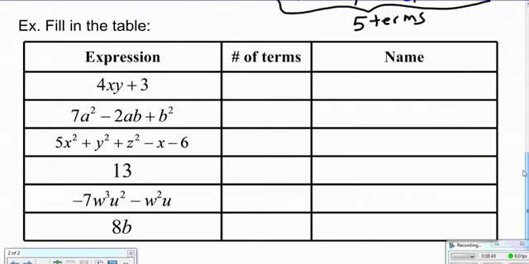So I'm going to ask you to complete this table, and we are going to check it together tomorrow. You should also watch lesson 2 tonight.